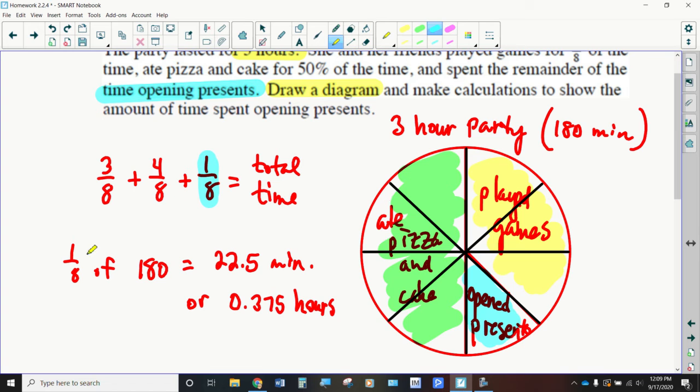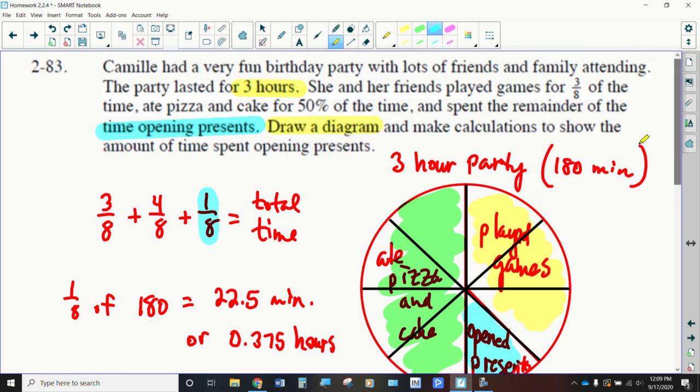So 1/8 of the time, how much time were they there? They were there for 3 hours, remember? So we want to figure out what is 1/8 of 3 hours. You can convert it to minutes if you want to.